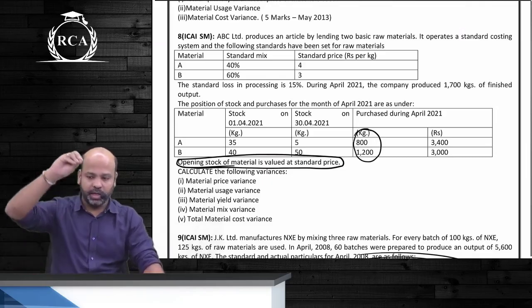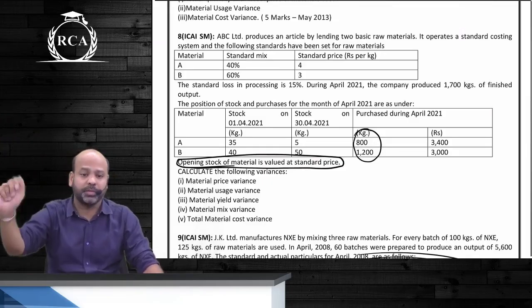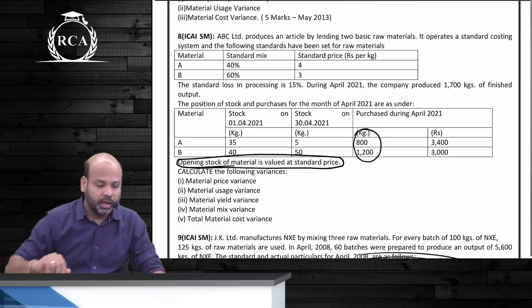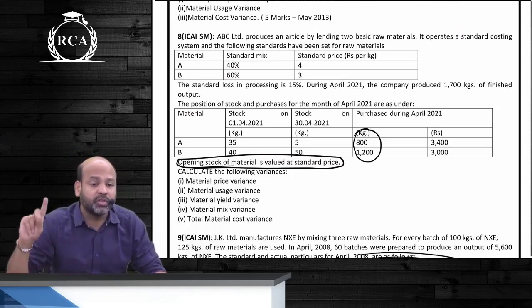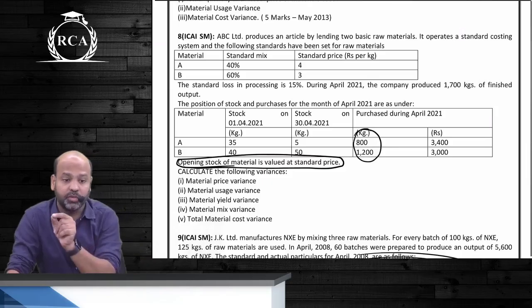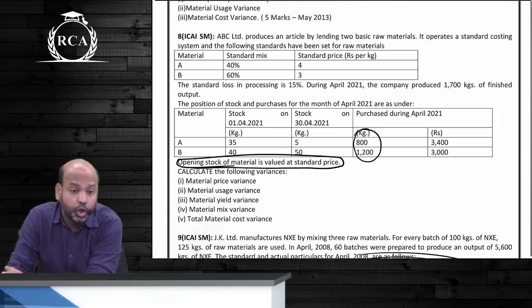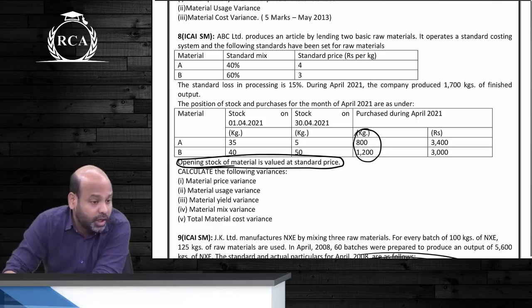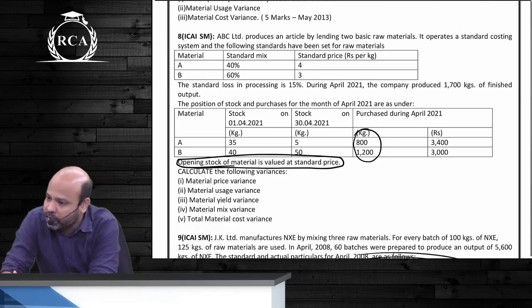Guys, if material price variance is based on purchases, who cares about the price of opening stock? I will need the price of opening stock only and only if material price variance is based on consumption, because my consumption will partly be out of opening stock, partly be out of current month purchases. You will not need the value of opening stock if material price variance is based on purchases. You will need the price of opening stock only and only if material price variance is based on consumption. Are you all getting it?